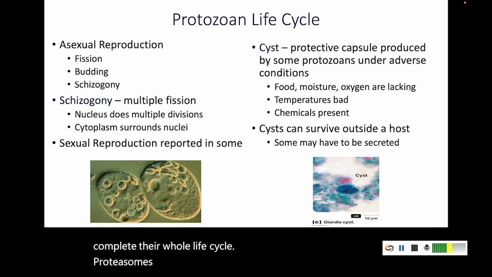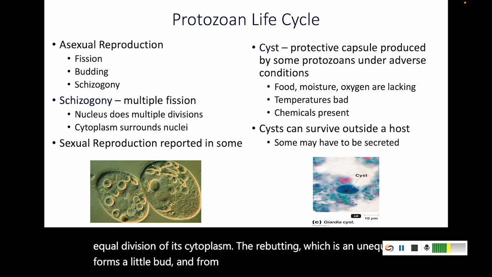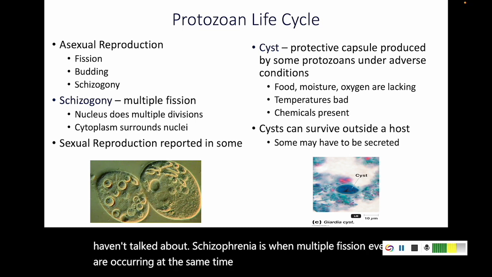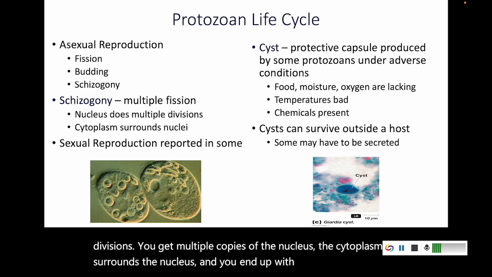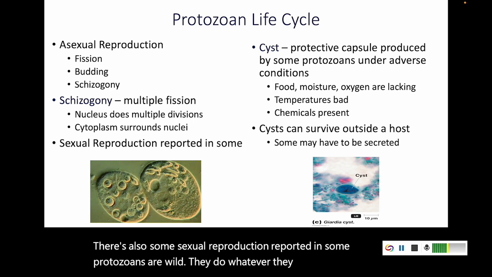Protozoans can divide asexually through fission, which is an equal division of its cytoplasm, through budding, which is an unequal division that forms a little bud, and from schizogony. There's a new term we haven't talked about. Schizogony is when multiple fission events are occurring at the same time. So the nucleus is doing multiple divisions, you get multiple copies of the nucleus, the cytoplasm surrounds the nuclei, and you end up with multiple cells. There's also some sexual reproduction reported in some. So protozoans are wild, they do whatever they feel like doing to multiply.